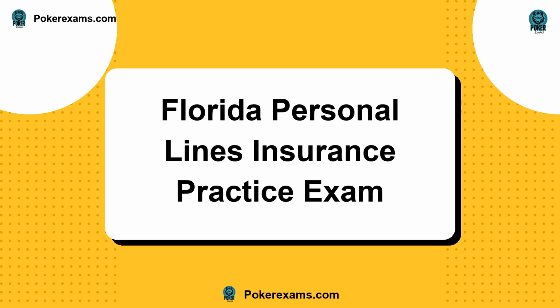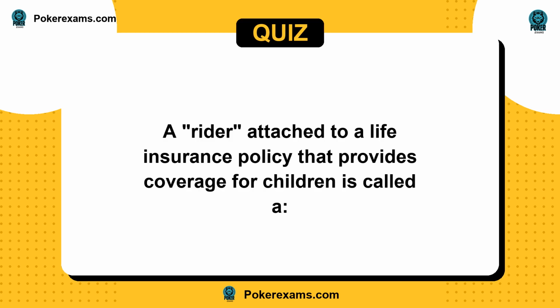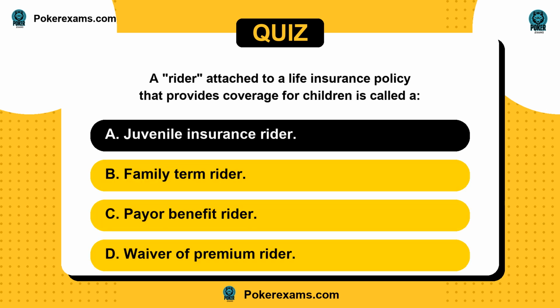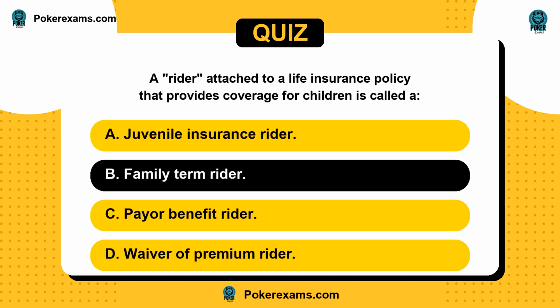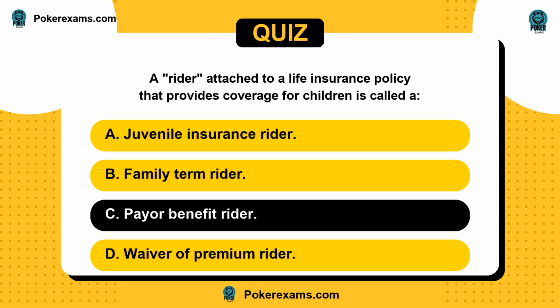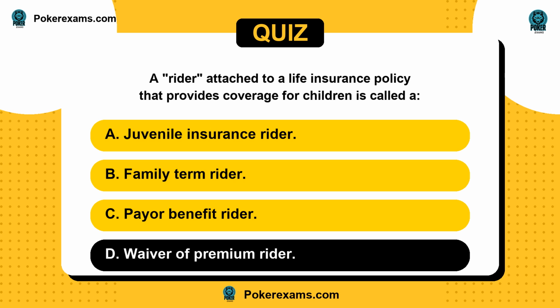Welcome to the quiz. A rider attached to a life insurance policy that provides coverage for children is called a. Is it A, juvenile insurance rider? Or B, family term rider? C, payer benefit rider? Or D, waiver of premium rider?